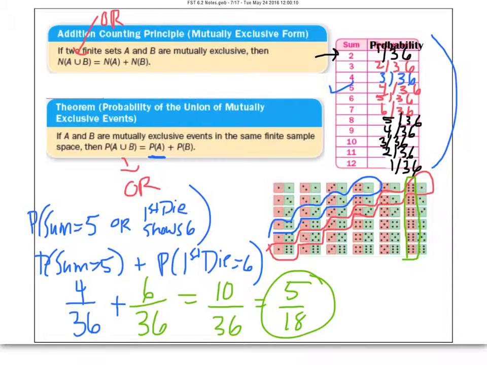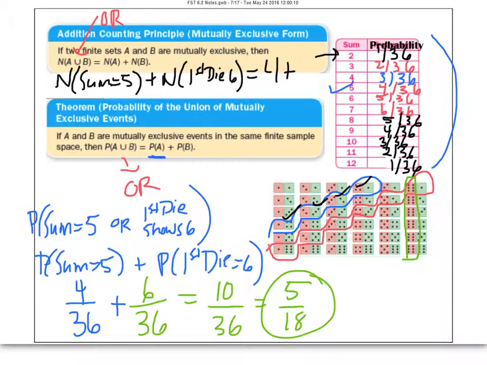Now, I could have asked the question by counts instead. What if I said, tell me how many outcomes happen where the sum is equal to 5, or the first die is a 6? So I would add to it the first die is a 6. If you look at that again, how many make the sum of 5? There's 4. First die is a 6, we have 6. So in this case, our answer would be a numerical count of 10, versus the probability of it down here.